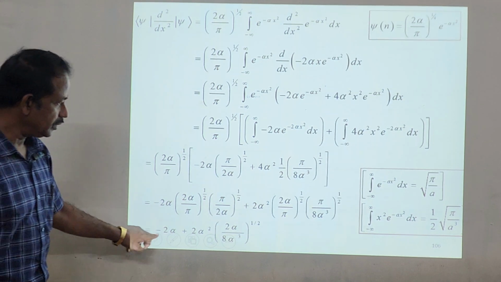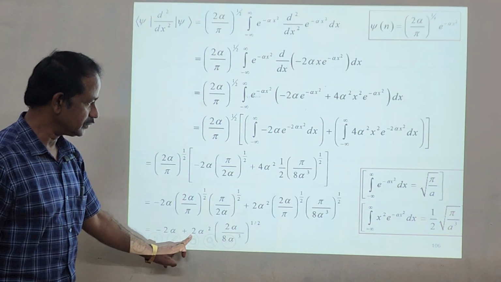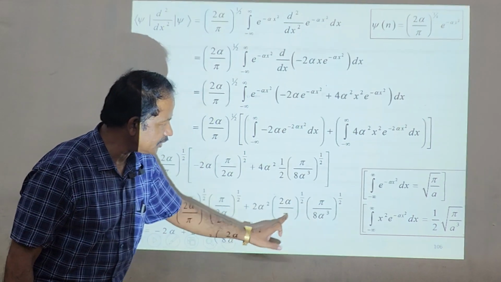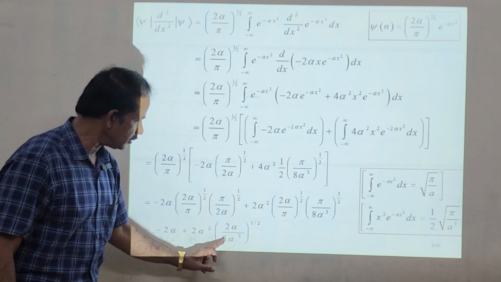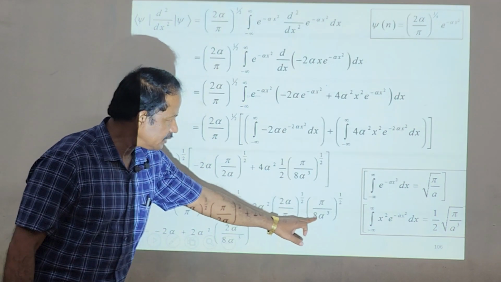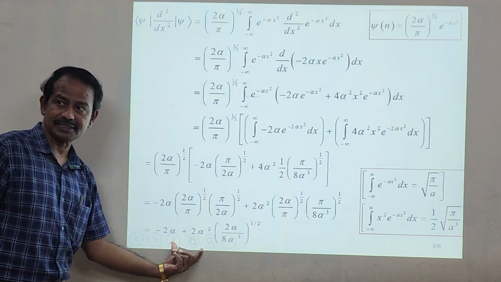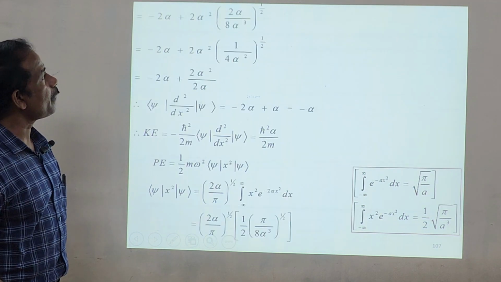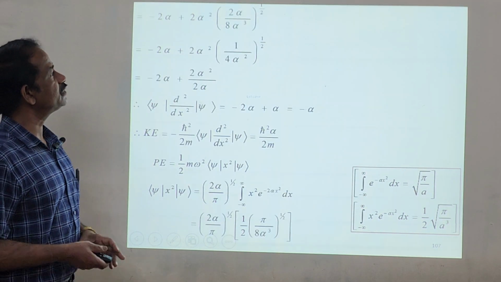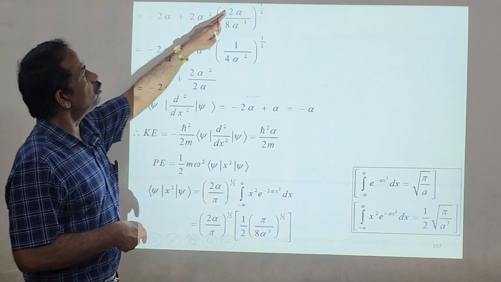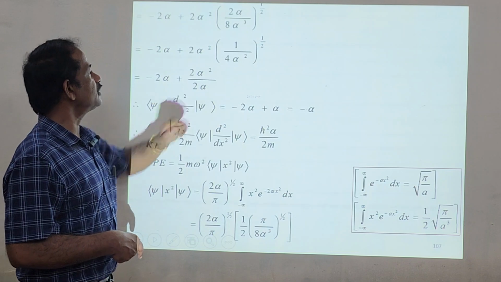Very simple. Here you have 2 alpha squared. You just simplify this one, you will get 2 alpha. As usual, root pi will cancel. We have 2 alpha divided by 8 alpha whole cube to the power 1 by 2. So kinetic energy can be simplified by this expression. Okay. Is it okay? So you have minus, this is the same term I have written, and 2 gets cancelled. You have 1 by 4 alpha squared.